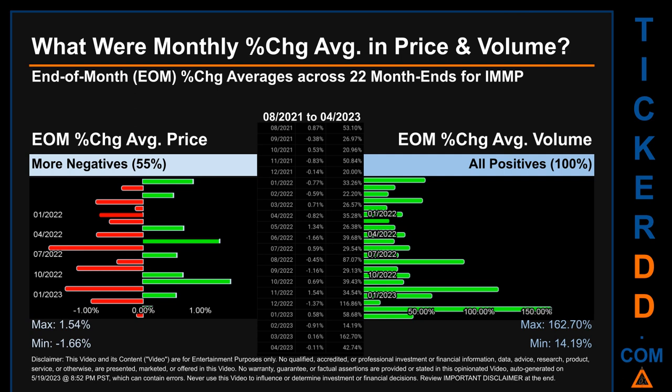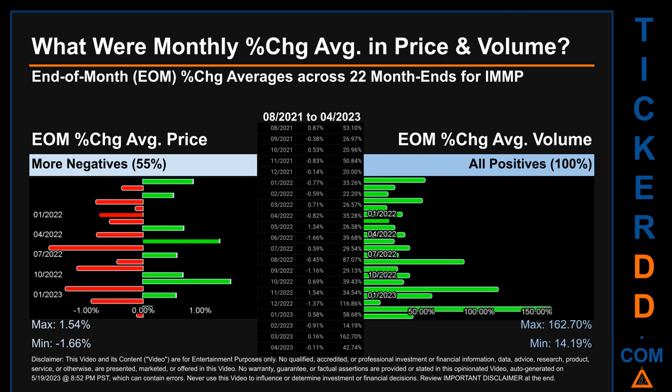From 08/2021 to 04/2023, out of 22 month ends, 12 had a negative percentage change in average price. Meaning 55% of month ends saw a negative percentage change in average price. In terms of volume, 22 out of 22 month ends had a positive percentage change. That is 100% of month ends saw a positive percentage change in average volume.